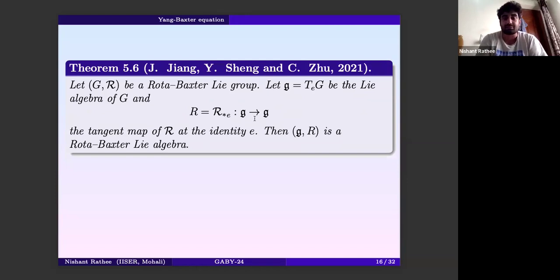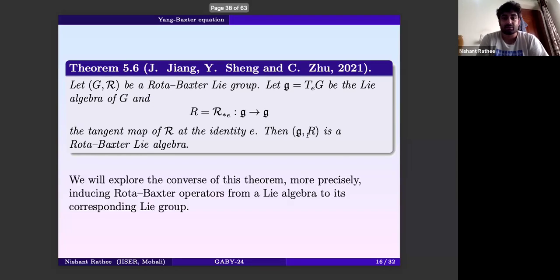So here is a theorem. Suppose we have a Rota-Baxter operator R over a Lie group G. Of course, I'm assuming this R map to be smooth, because over a Lie group you assume everything to be smooth in order to differentiate. And suppose 𝔤 is the tangent space of G. Then you can define the tangent map of R at the identity. Then this map defines a Rota-Baxter operator over the Lie algebra 𝔤. So this is a very recent result. Now we want to explore the converse of this theorem.